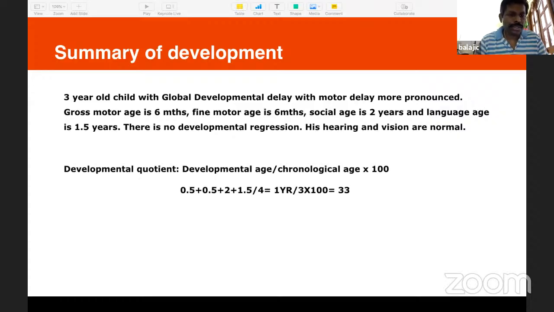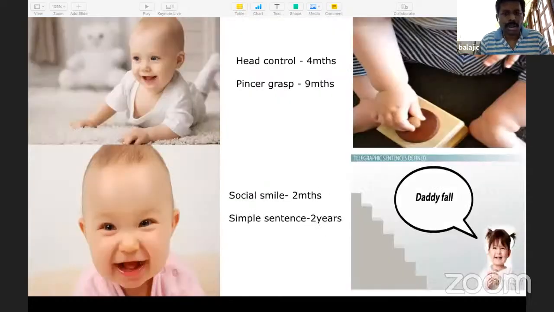So you can give the general developmental quotient, but if one domain is much more affected than the others, then you can give a specific domain developmental quotient also. So the gross motor developmental quotient is this much, the social developmental quotient is this much. So whatever the developmental age is, divide it by the chronological age and multiply by 100 and give the developmental quotient.